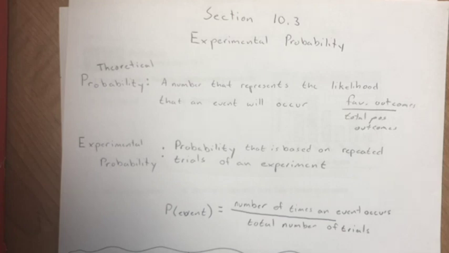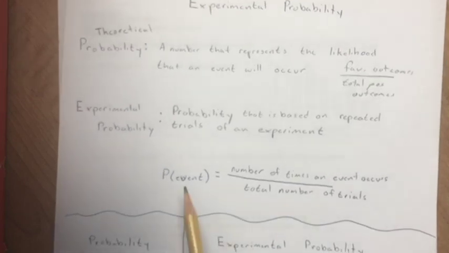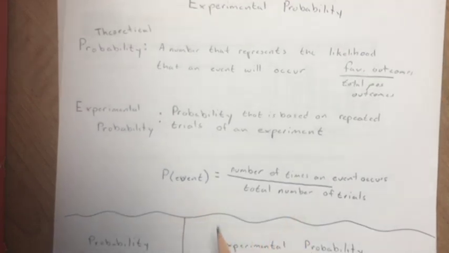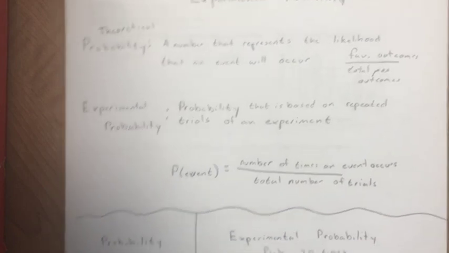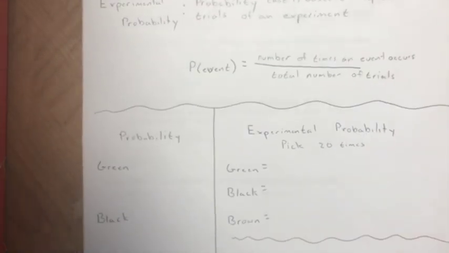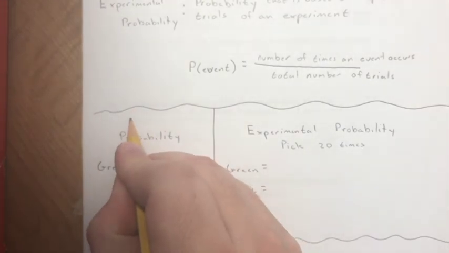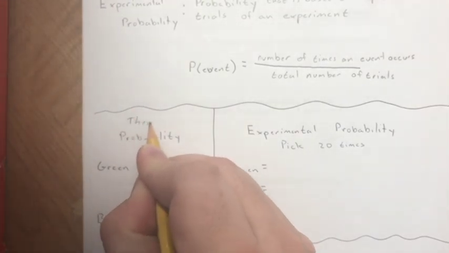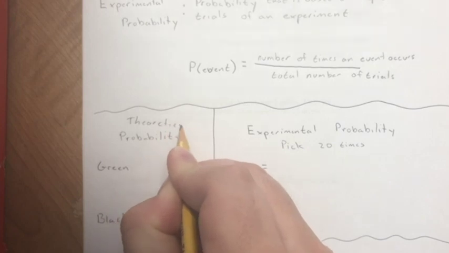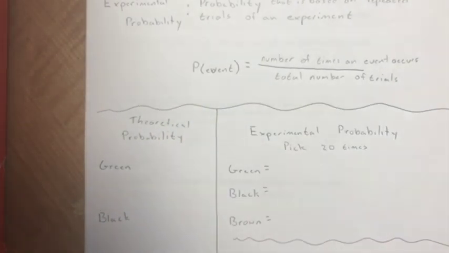It's the probability that is based on repeated trials of an experiment. What we end up doing is we find the probability of a particular event, and how we do that is the number of times an event occurs divided by the total number of trials. So let's go ahead and break this down. You're actually going to do an experiment with me. We're going to compare theoretical probability to experimental probability.